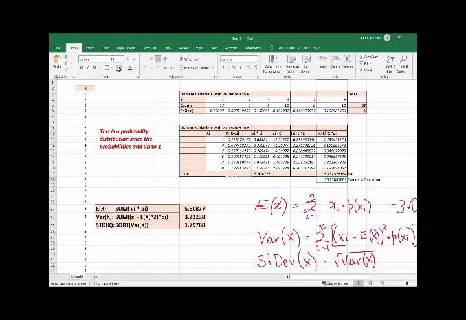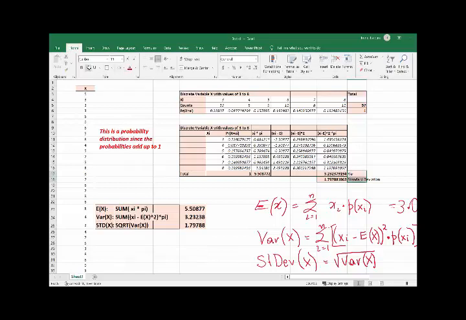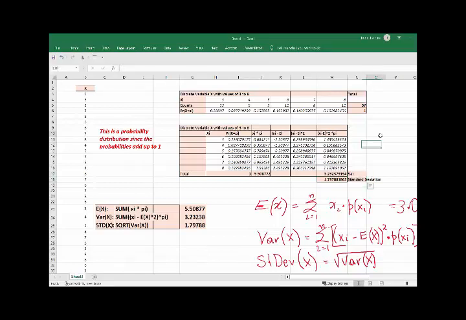Make this also in pink, and these are my variance and my standard deviation, and this is the final. And in this way I calculate easily the variance, the standard deviation, and the expected value of a random discrete variable.